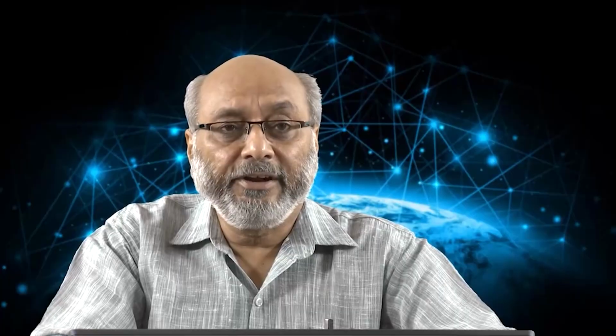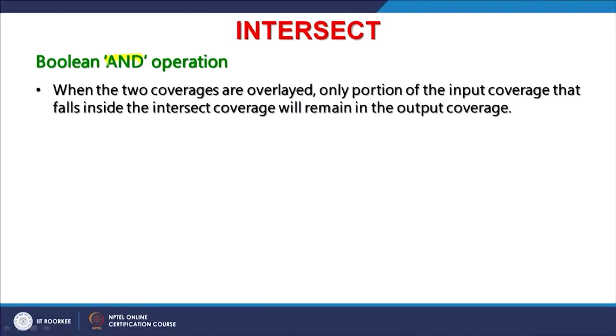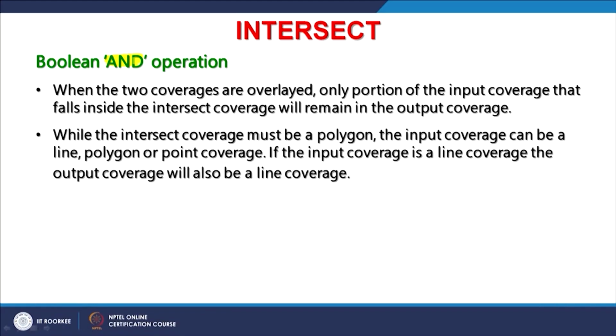From a computer or mathematics point of view, or from a GIS operations point of view, all these complicated logical operations, nested operations, are definitely possible. Another example of intersect is when we use this Boolean AND operator: when 2 coverages are overlaid, only the portion of the input coverage that falls inside the intersect coverage will remain in the output coverage, as we have seen in these examples. Similarly, while the intersect coverage must be a polygon, this is the requirement for this clip part, the input coverage can be a line, polygon or point coverage.